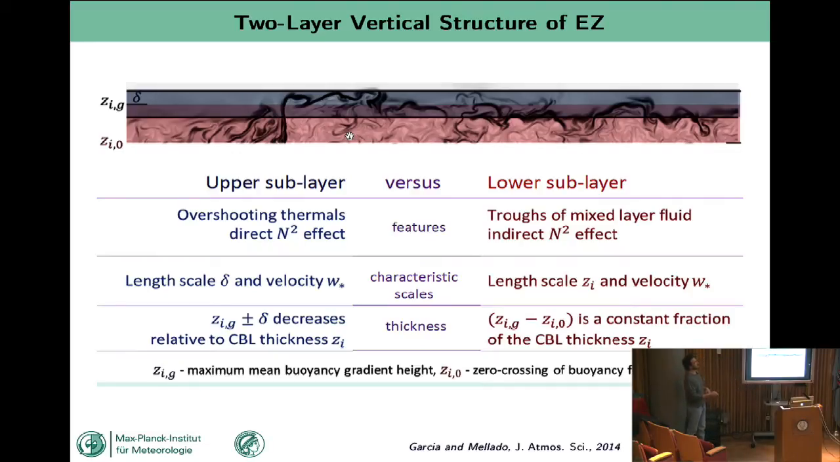And what is happening is that this upper part is acting as a transition between the free troposphere on top, non-turbulent, and the core of the atmospheric boundary layer, which is fully turbulent. And then you have certain properties that are characteristic to the upper sublayer, the lower sublayer. And what is funny is that as time goes by, both keep growing, but the upper one grows at a smaller rate than the entrainment zone, so that in relative terms, this keeps decreasing.